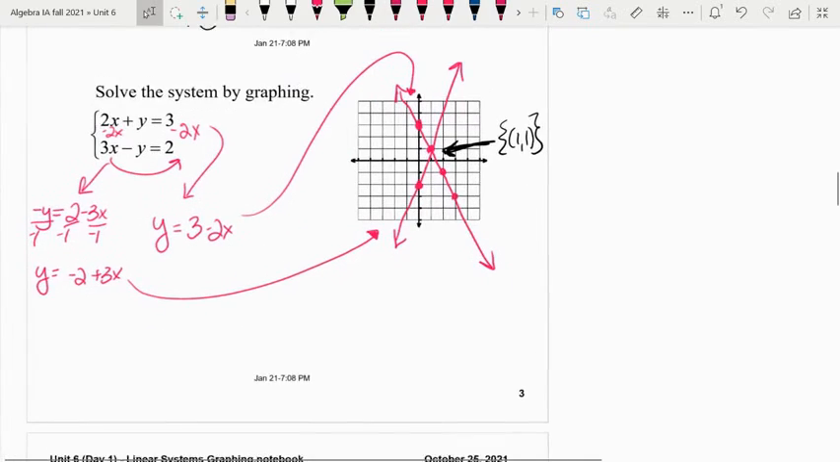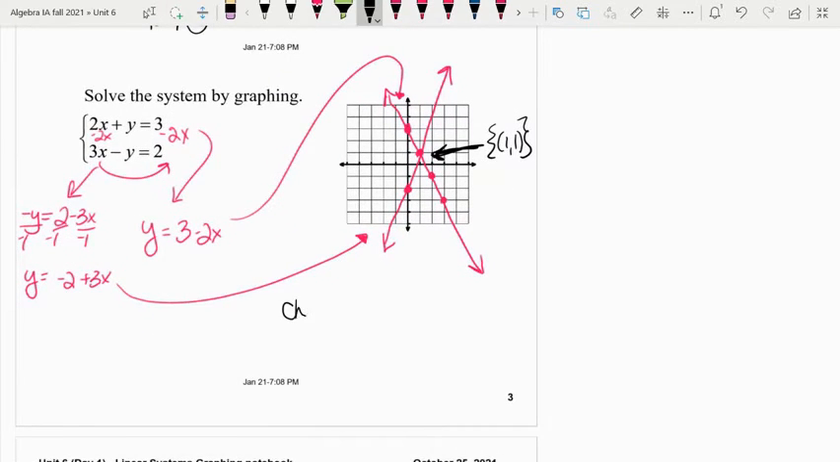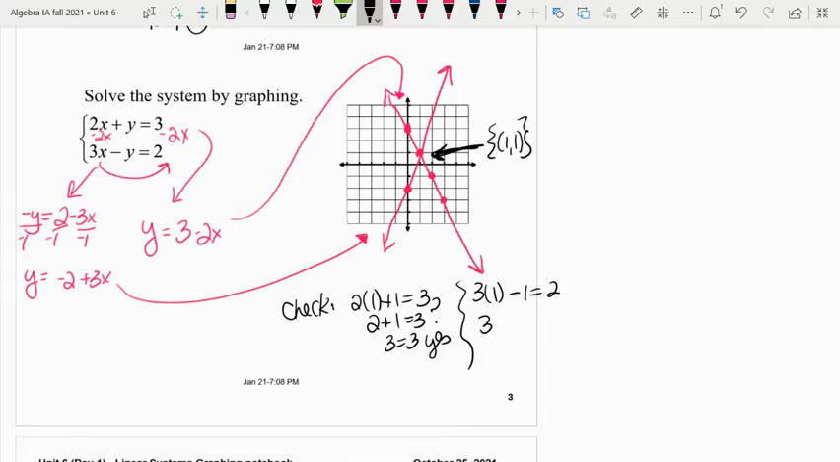Let's do a check on that. Does 2 times 1 plus 1 equal 3? So 2 plus 1 equals 3. 3 equals 3. That's a yes. And your other one would be 3 times 1 minus 1. Does that equal 2? So 3 minus 1 equals 2. 2 equals 2. The answer is yes. So (1, 1) is correct.